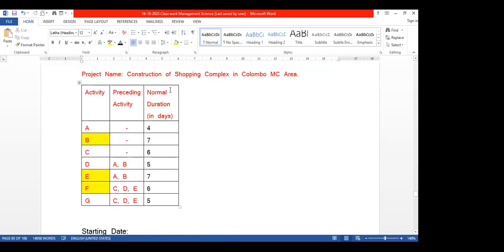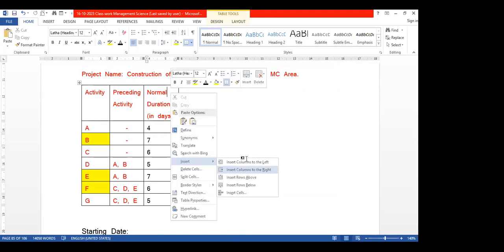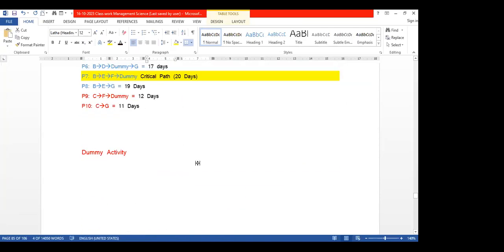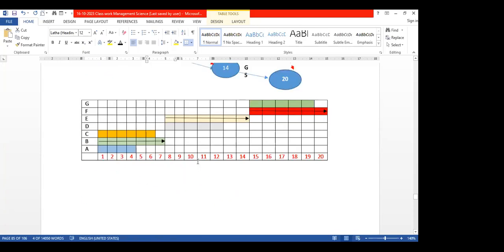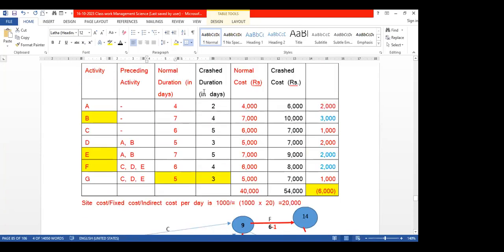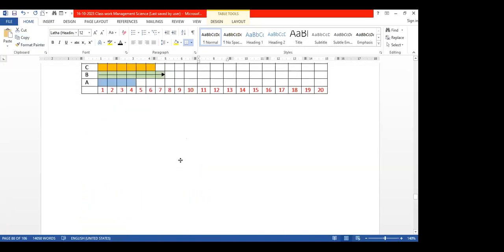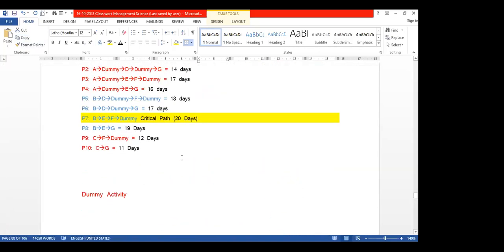Now you see this table. Can you see this table? Yes, sir. Students, can you see this table? Yes, sir. Right. So the normal duration is, you know, the normal time, how many days required. In addition to that, there is another duration also. That is called crash duration.